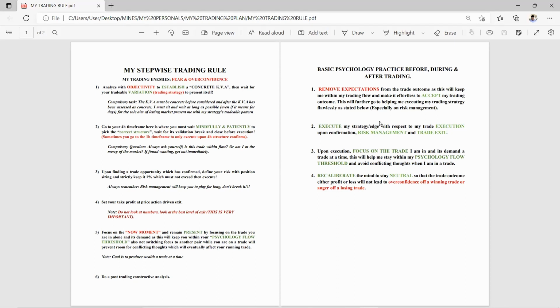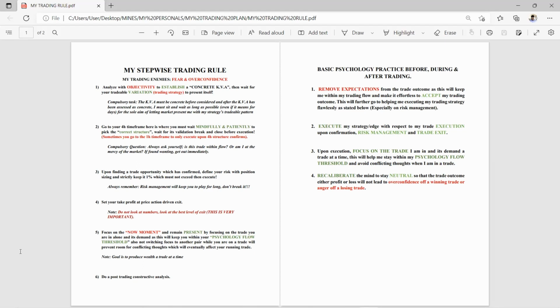You know that the worst case scenario, I'm going to lose 1% of my account. And that's it. So the moment you put yourself in that mental frame, you will be able to analyze the market logically, rationally, and mindfully. Keyword: mindfully. Then once you execute your trade, execution, risk management, and trade exit, upon execution, just focus on the trade you are in at that particular time. So once you get off that trade, you can move to another one.